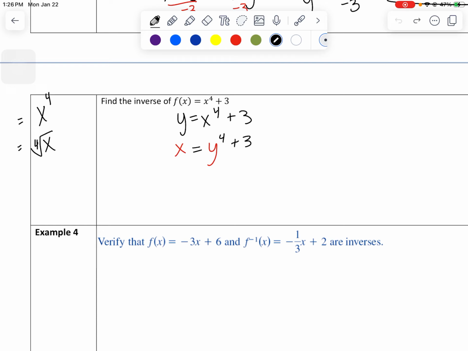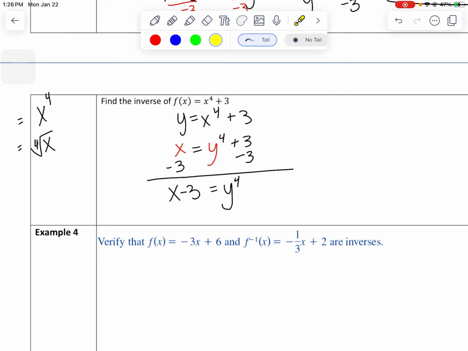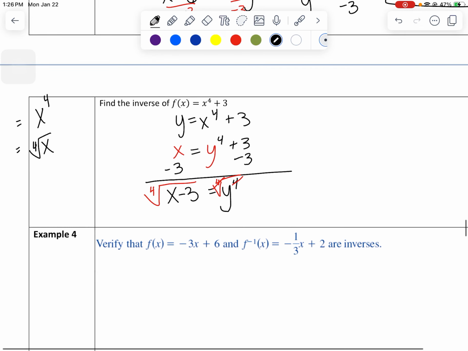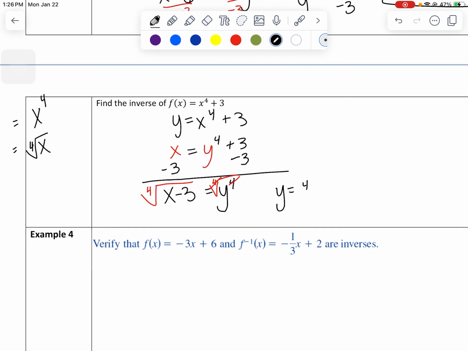Then re-solve for this y value here. So isolate the y to the 4th by subtracting 3 on both sides. I'm going to get x minus 3 equals y to the 4th. Then use the inverse. The inverse of the exponent is that radical. It's an exponent of 4, so we're going to need a 4th root to undo that. That's going to go over that whole thing. So this 4th root will get rid of that, and we will have y equals the 4th root of x minus 3.